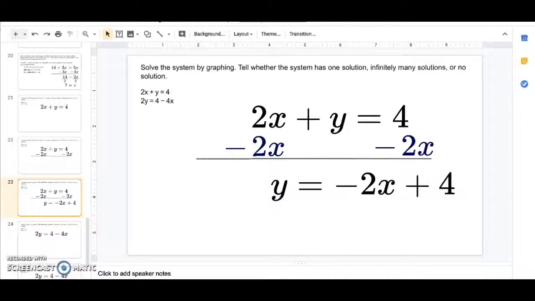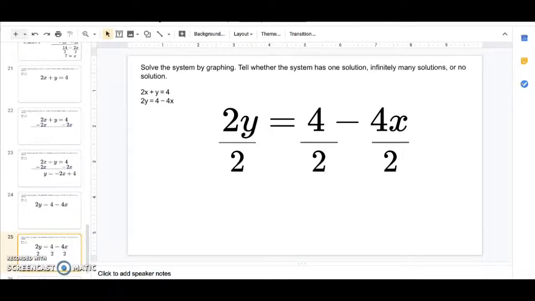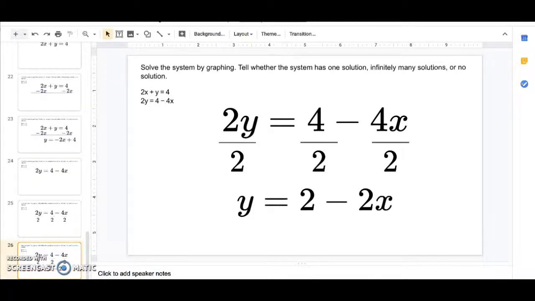Solving the second equation, we have 2y equals 4 minus 4x. All we need to do is divide everything by 2. Dividing each term by 2 gives us y equals 2 minus 2x. So now we have both of our equations.